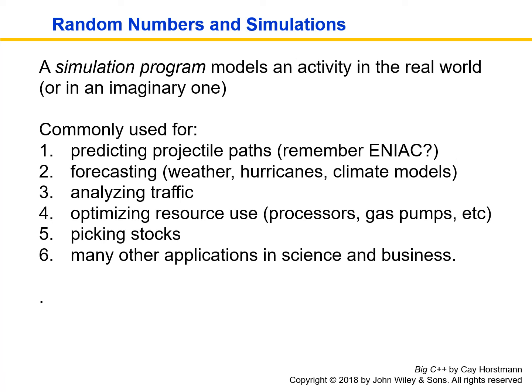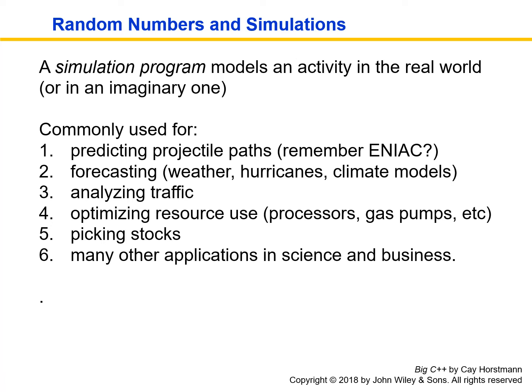They're commonly used for analyzing traffic. You can simulate cars leaving traffic lights and try to optimize the traffic flow in a downtown area. They're used for optimizing resource use. There are models that can look at how efficiently the processors on a computer are being used, or the gas pumps at a gas station, or the cash registers at a checkout line in your grocery store, or any other number of resources that have a limited number of resources and lots of people trying to use them.